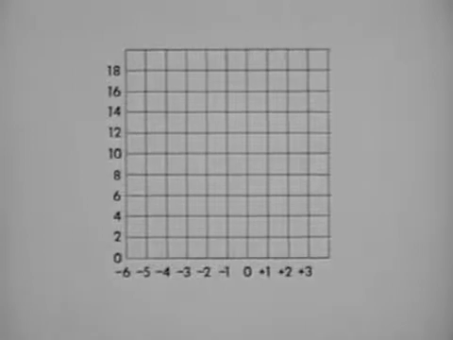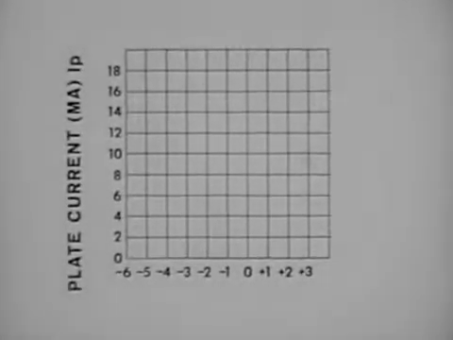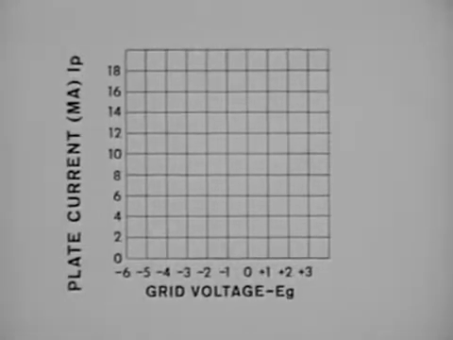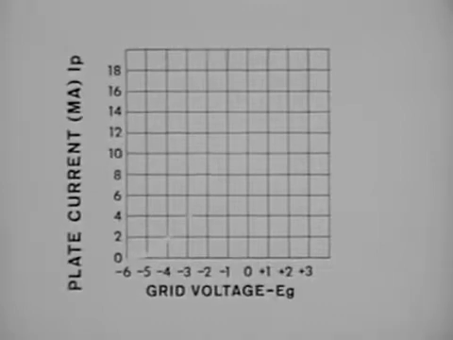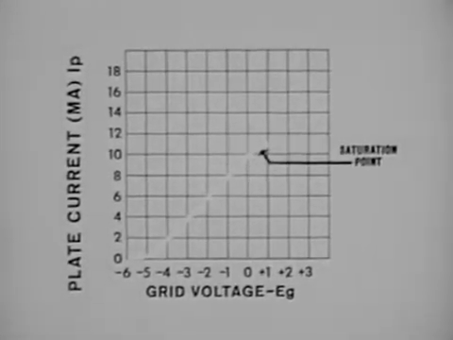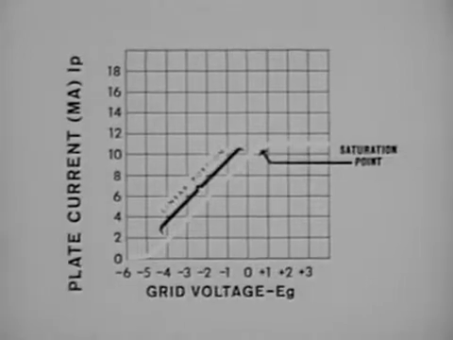The relationship between plate current, or IP, measured in milliamperes, and grid voltage, or EG, can be plotted on a graph. As a line is drawn from point to point, we derive a characteristic plate current curve. Note that we do not get a straight line, but a gradual movement upward until a point of saturation is reached. That portion of the curve which is straight is called the linear portion.